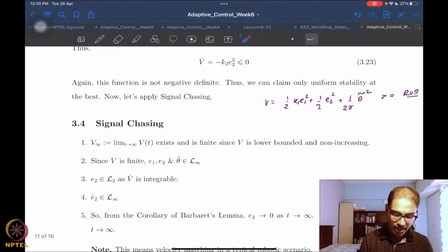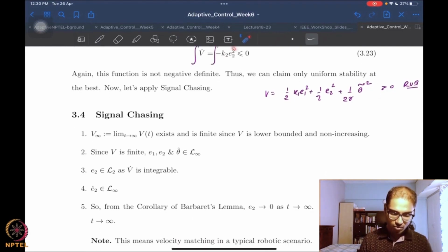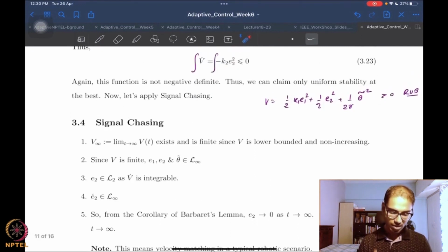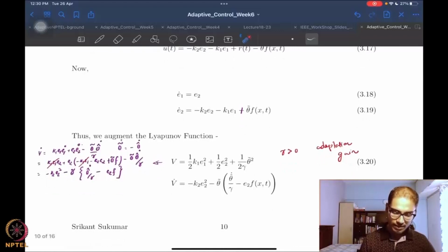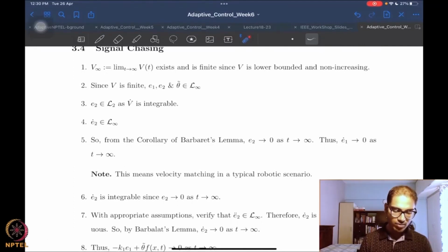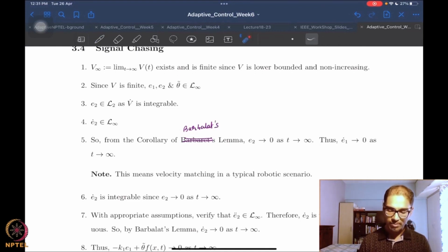Then just like in the previous case, we can integrate both sides here, and we can obtain that E2 is an L2 signal, because V dot is integrable from 0 to infinity. Again, same step as in the case of the first order system. Further, E2 dot is also in L infinity because E2 dot is nothing but this guy, and everything on the right hand side, E1, E2 and theta tilde, is bounded. If I assume something on the boundedness of F for bounded arguments, just like the scalar case, then E2 dot is also bounded. Now if E2 dot is bounded and E2 is L infinity and L2, then by the corollary of Barbalat's lemma, we can claim immediately that E2 goes to 0.